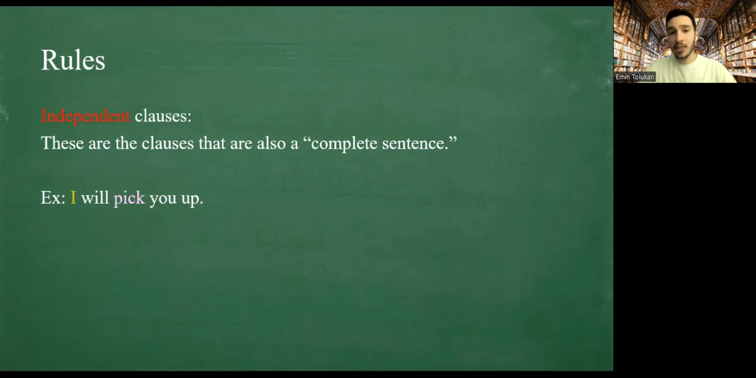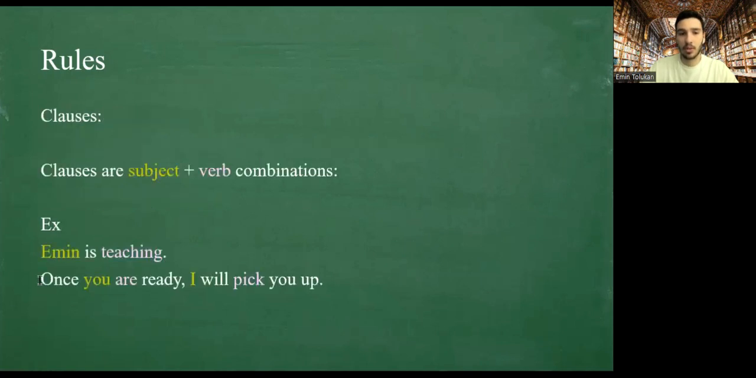On the other hand, independent clauses are clauses that don't depend on anything else. They are complete sentences. They do not need anything else next to them. I will pick you up. This is a complete sentence. You can send it to somebody and they will understand you completely. So since there are dependent clauses and independent clauses, we can actually use them together in a single sentence. Once you are ready, I will pick you up. Here it is.